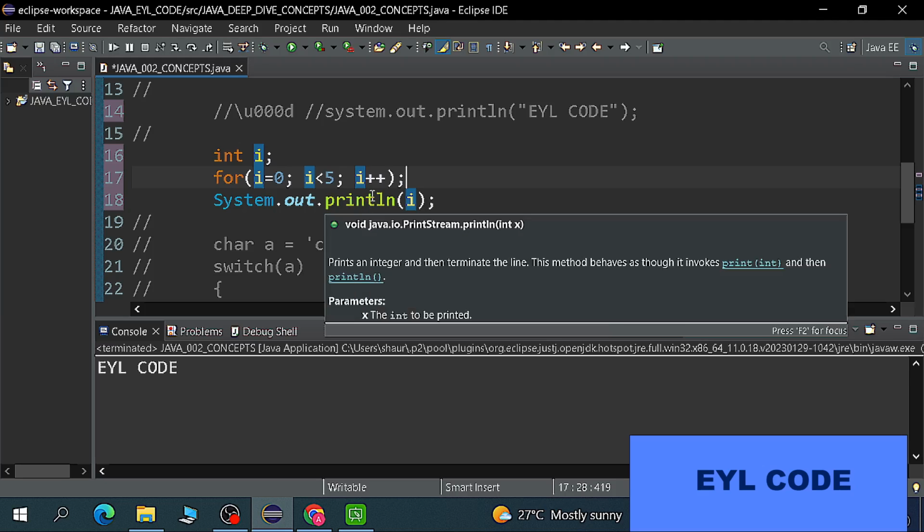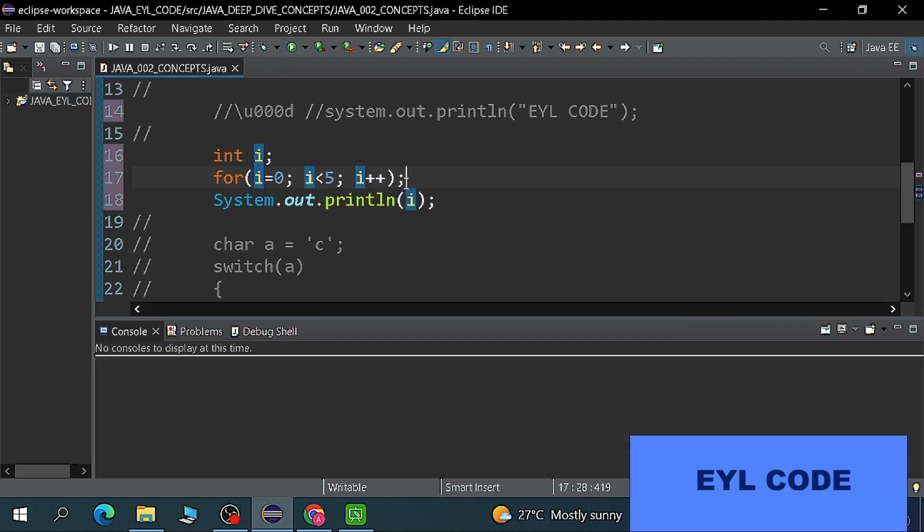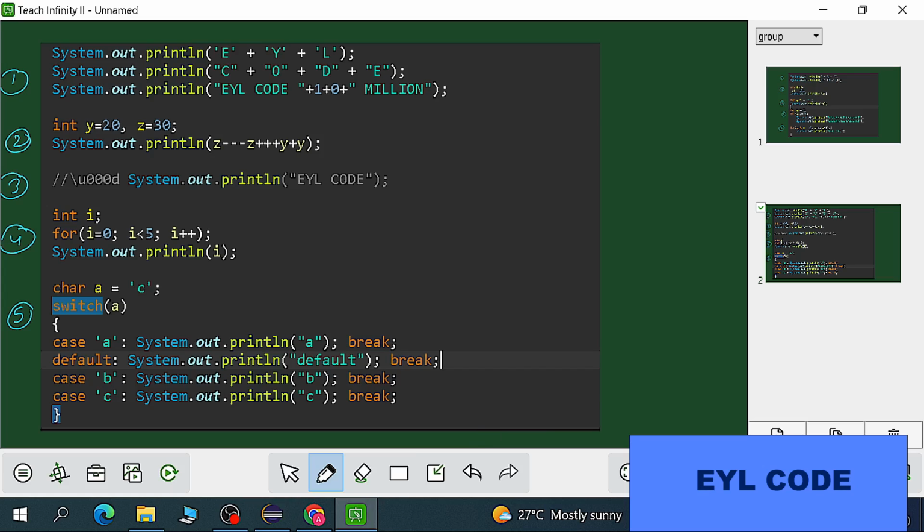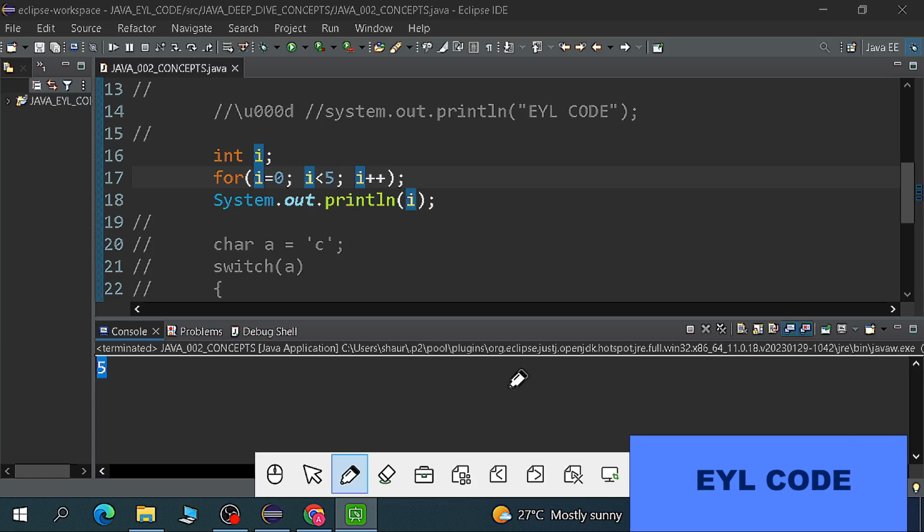Can you guess? Let me run it first. So if I run, you can see it's 5. How is it so? Now let's try to debug it. In this case, initially, what was the I? Nothing, right? It was nothing for this line, it has only been declared.